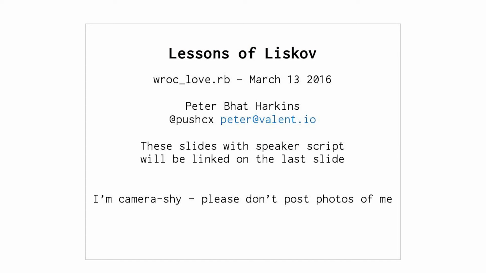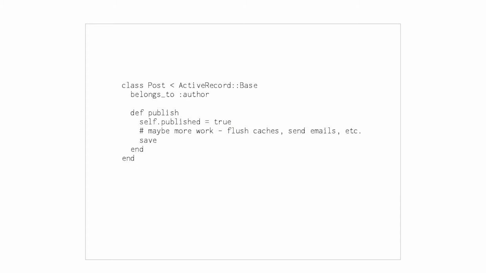Hello, thank you. I want to show you a violation of the Liskov substitution principle. We have a post model, just an ActiveRecord model that can get published, and that just sets a flag. Maybe it does some other work, but I'm going to keep all of my examples very simple because I want to talk about the code and not some other stuff.